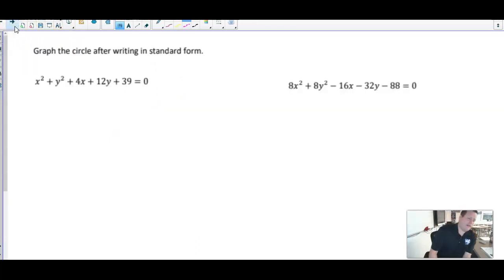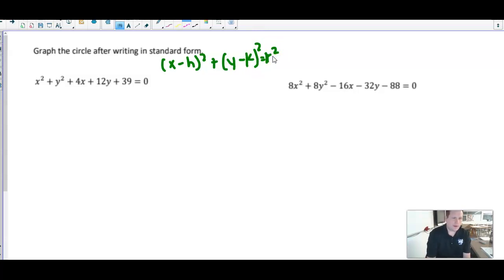Then the last thing, this is for more of an honors course. We want to be able to write these in standard form. This is a general form equation for a circle. We do know it's a circle because it's got x squared and y squared. Whenever that happens, we have a circle here, but we want to write it in standard form. We want it in this form here, which we just talked about.